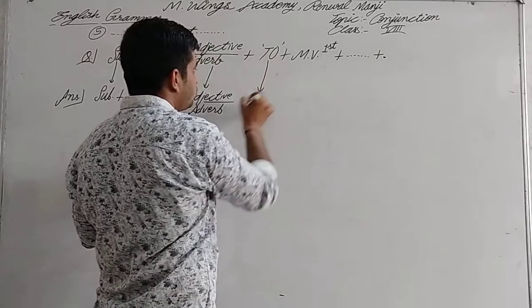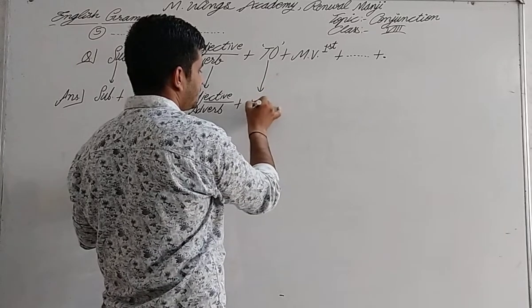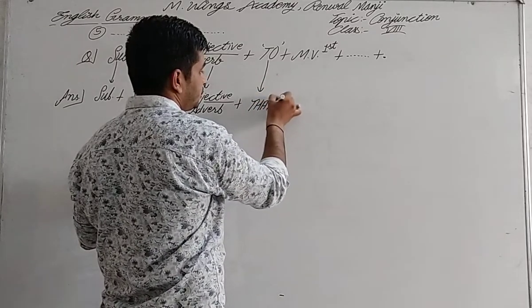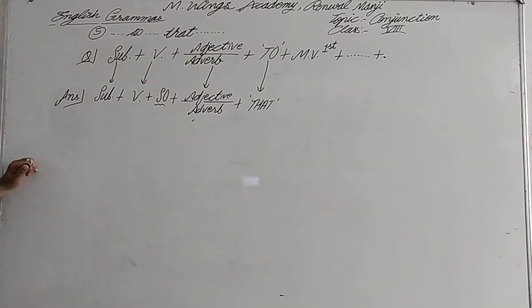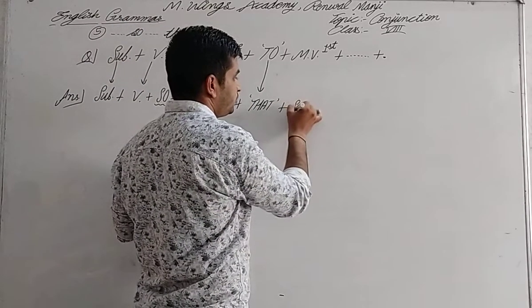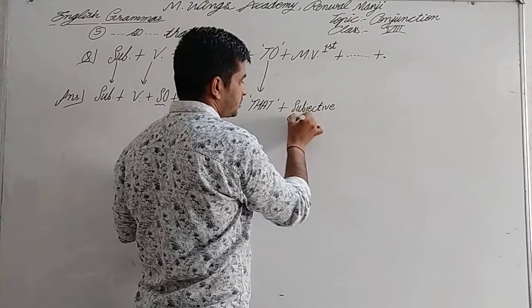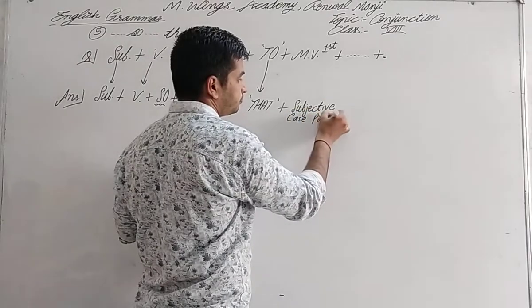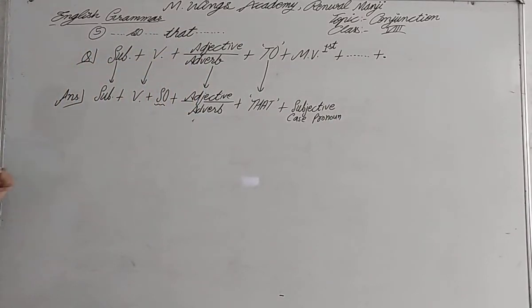If there is a "to" just after the adjective or adverb, then replace "to" by "that". Here is a condition: if "to" has been replaced by "that", then it is necessary that we write a subjective case pronoun. If we have written "that" by replacing "to", then it is necessary that we use a subjective case pronoun.